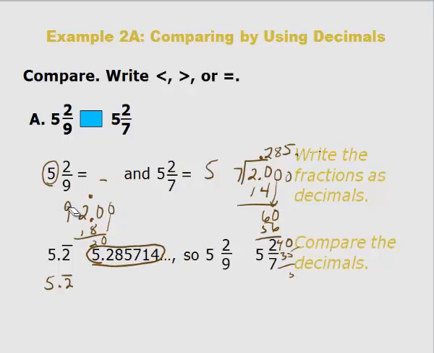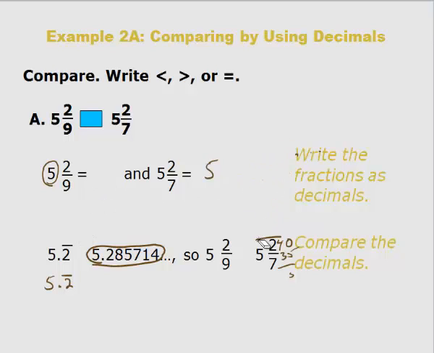So what we have found by doing this is that 5 and 2 ninths becomes 5.2 with repeating 2, and 5 and 2 sevenths can become 5.2857... as it continues. And so far we do see no repeating or terminating.